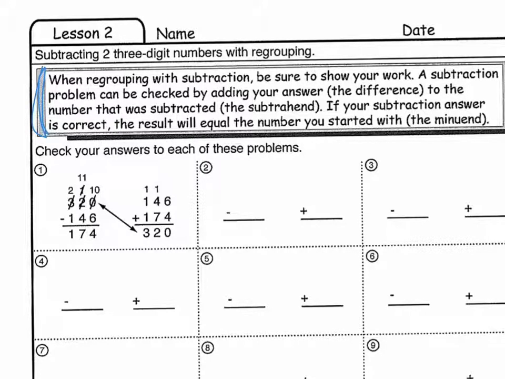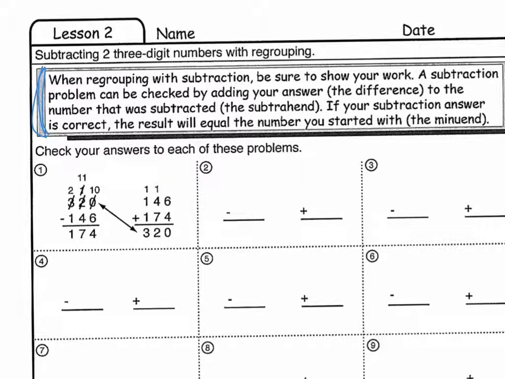A subtraction problem can be checked by adding your answer. That's the difference. The answer to a subtraction problem is called the difference. To the number that was subtracted. That's called the subtrahend. The subtrahend is this number right here. If your subtraction answer is correct, the result will equal the number you started with, called the minuend. This is called the minuend. The minuend and the sum down here should match each other when you check your subtraction problem.